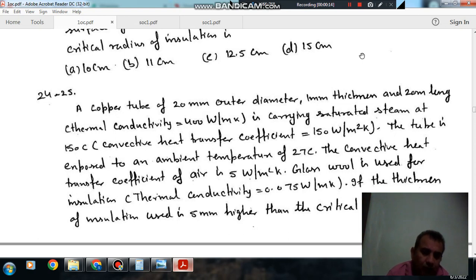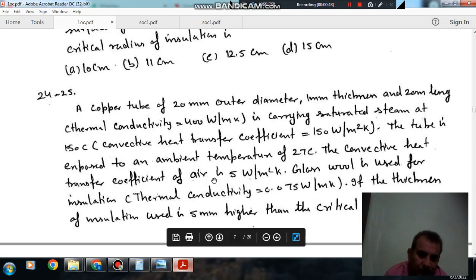The statement is: a copper tube of 20 mm diameter, 1 mm thickness, and 20 meter long, thermal conductivity 400 watt per meter per degree Kelvin, is carrying saturated steam at 150 degrees Celsius. Convective heat transfer coefficient is equal to 150 watt per meter square per degree Kelvin. The tube is exposed to an ambient temperature of 27 degrees Celsius. The convective heat transfer coefficient of air is 5 watt per meter square per degree Kelvin.